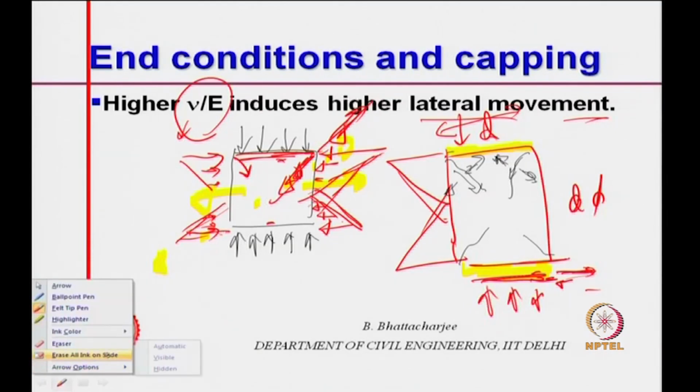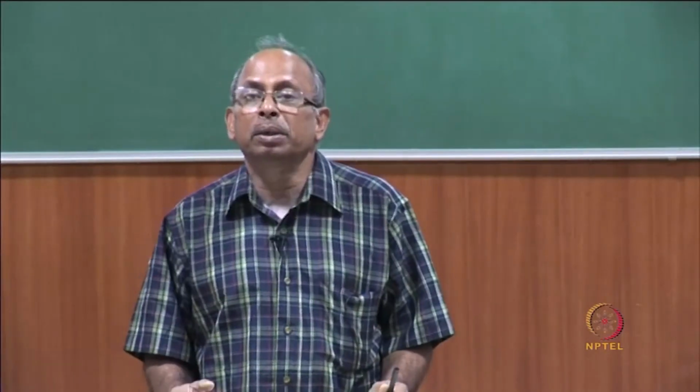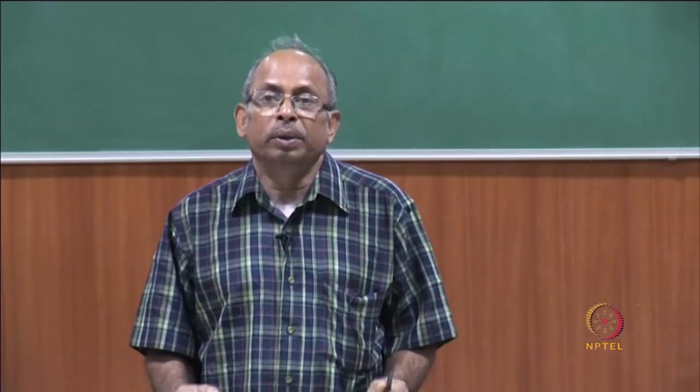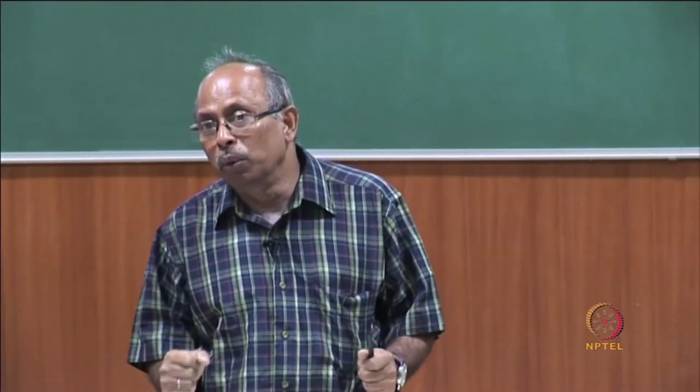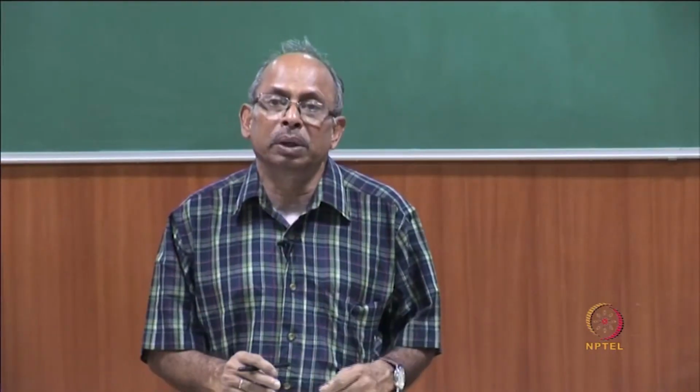I am just erasing it out now. So, softer and weak material has higher expansion, and its lateral expansion is more than that of concrete. Therefore, if that moves, concrete will automatically also move, and the Platen effect will get reduced significantly. Softer and weaker material will reduce it.